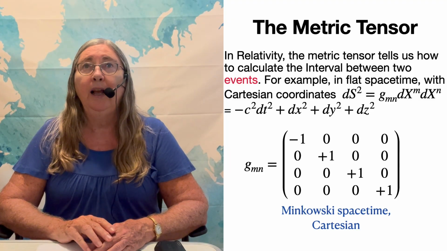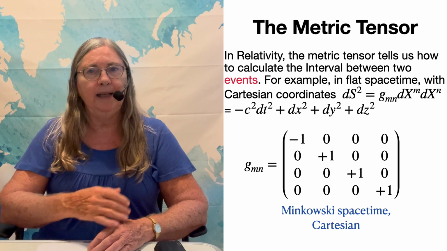Okay, now the metric tensor in relativity is what tells us the space-time interval between 2 events. It's kind of like a distance in 3 dimensions. In special relativity, we use the Minkowski metric. In Cartesian coordinates, it looks like this. And then in spherical coordinates, it looks like this.